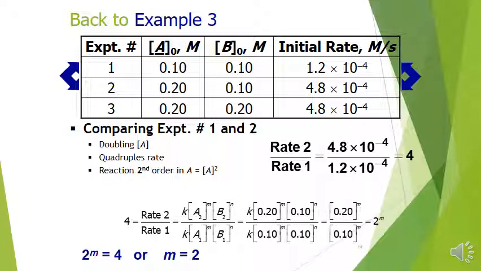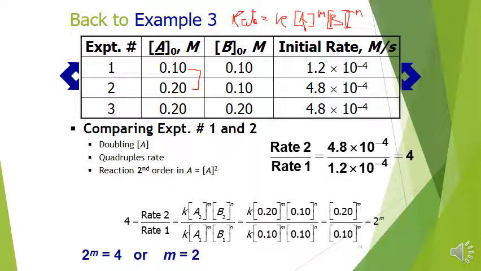Okay, so let's go back to the previous problem. Set up the table. You do the experiment, you come up with these 3 values, and we're going to look at them. So first one, you double A, hold B constant, look at the rate. And what we're going to do is solve for M. Remember we're looking at rate equals little k times the concentration of A to the M, its order, and then B to the N. Let's find M and N.